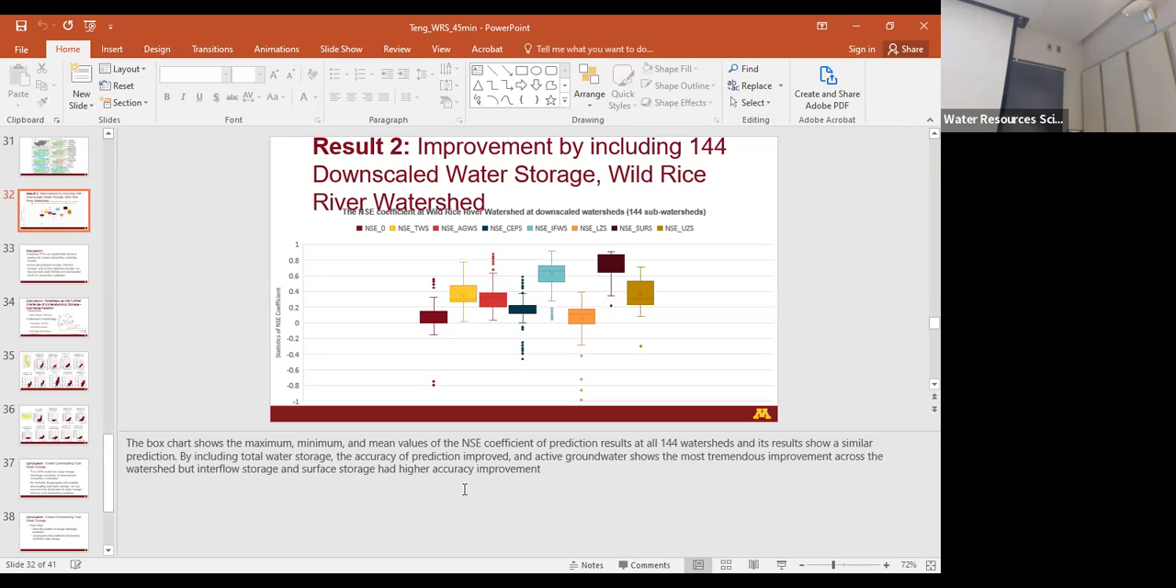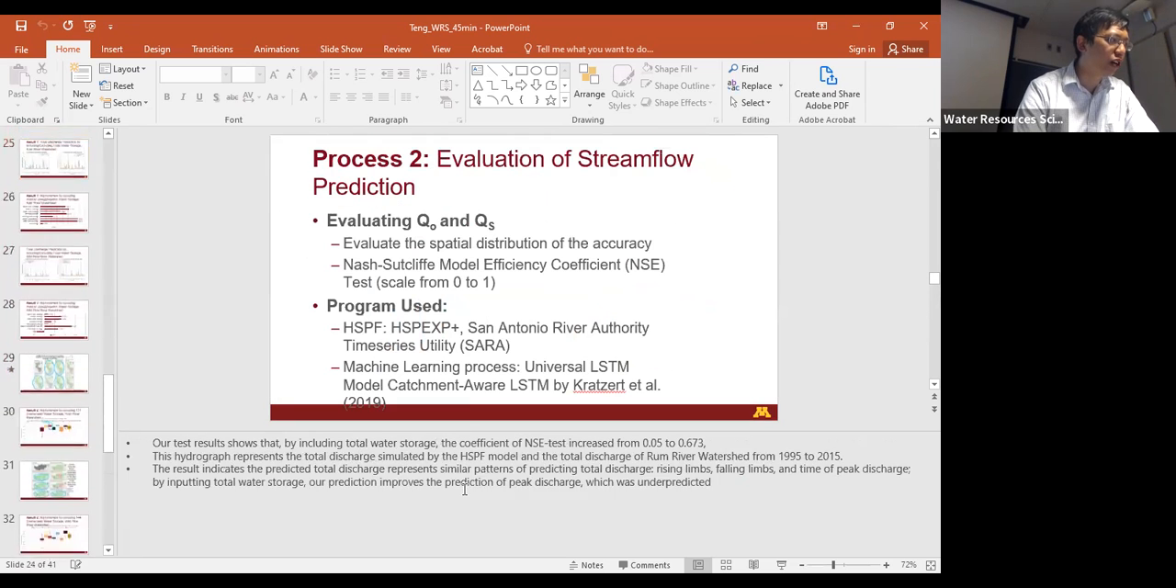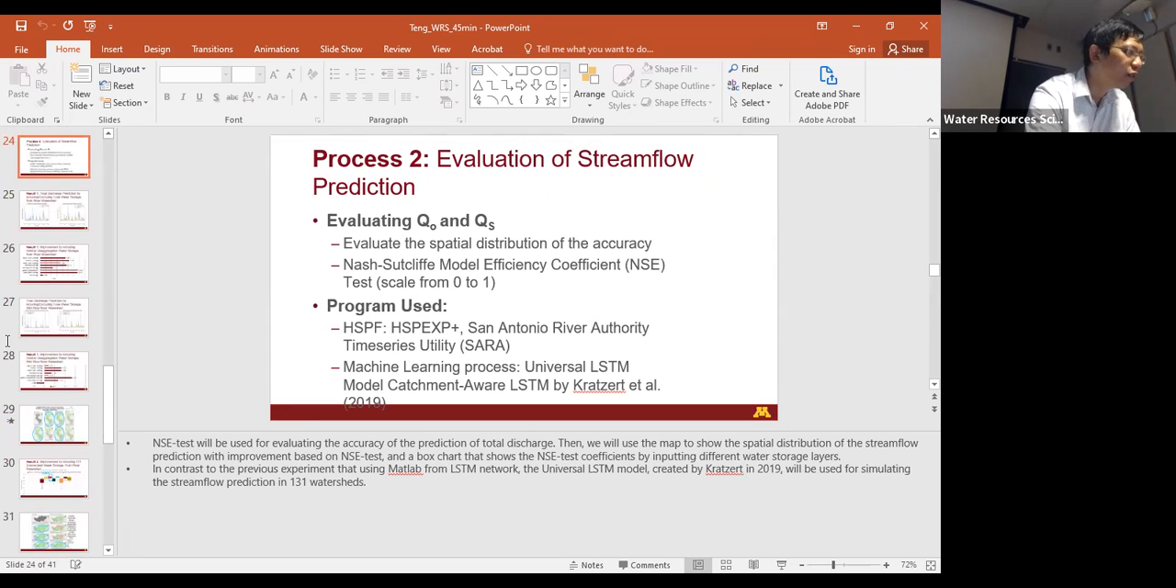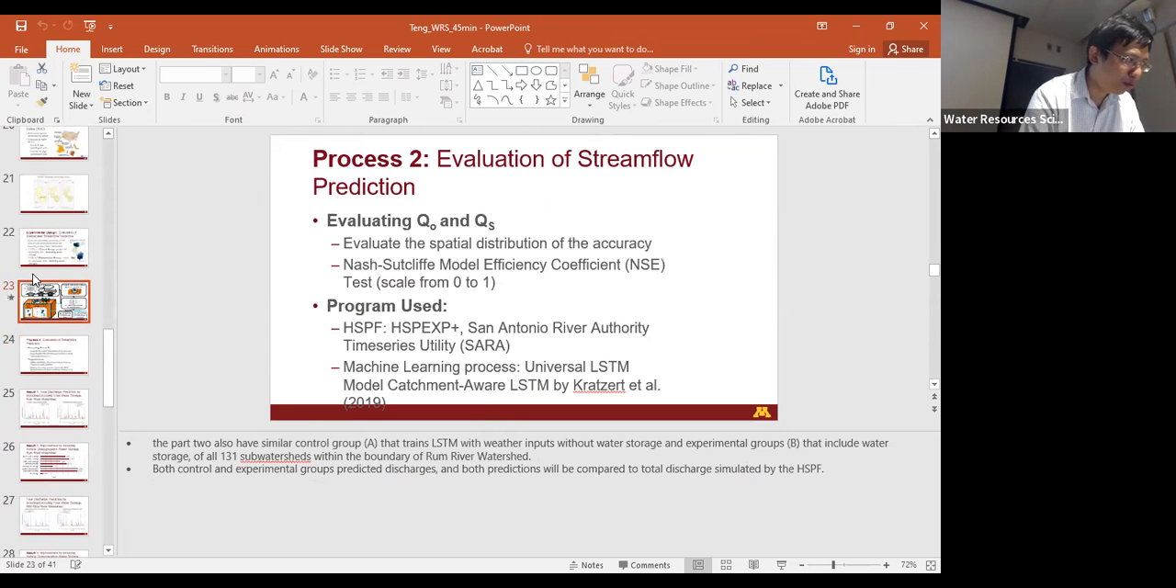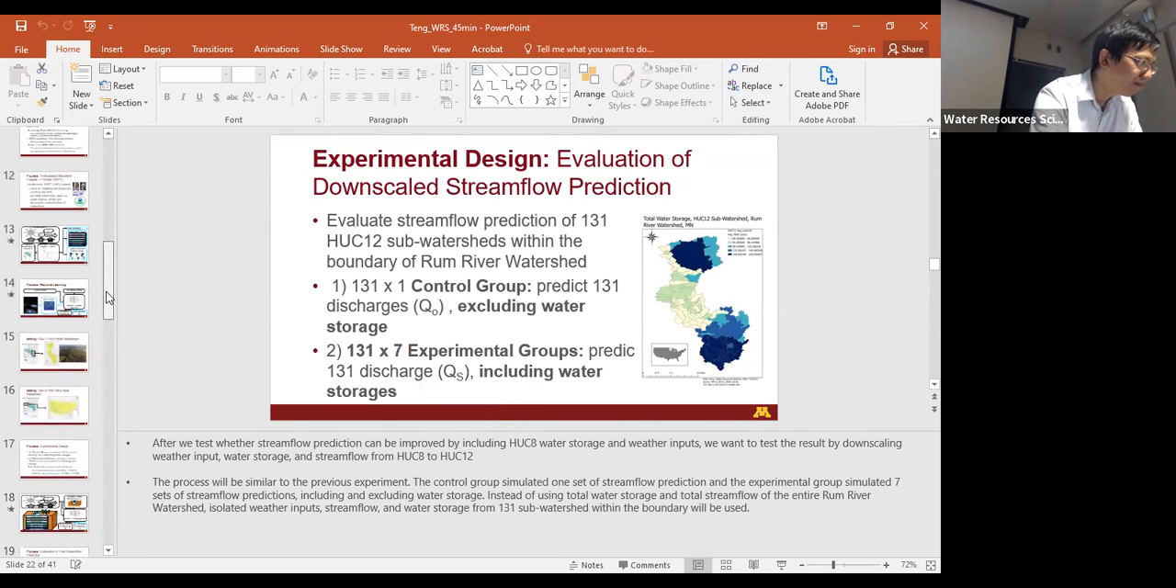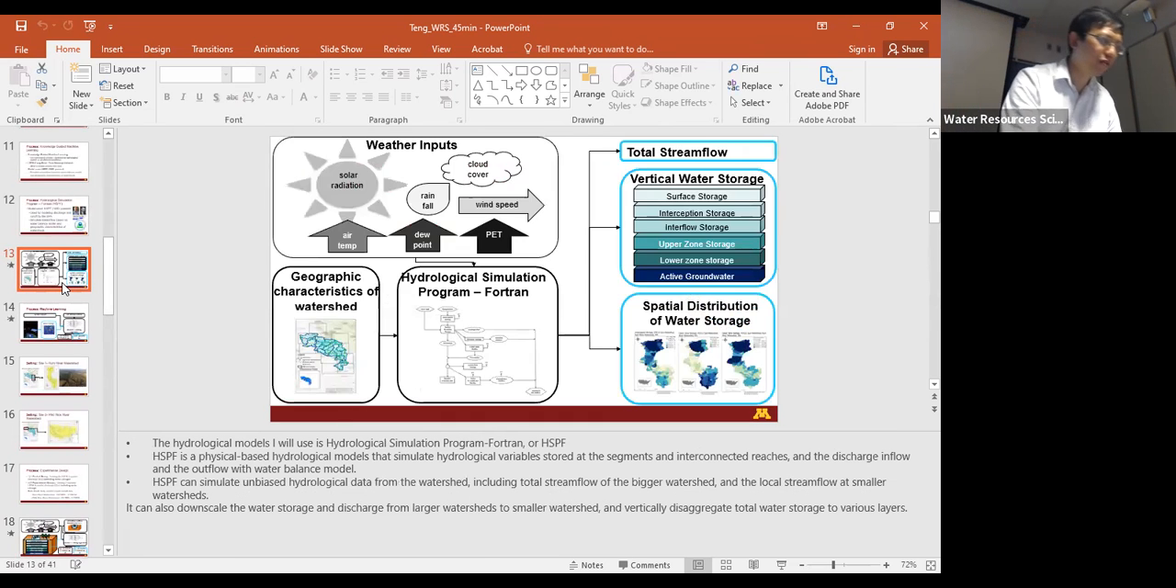What's the temporal frequency for the GRACE satellite that you used? I didn't use the GRACE satellite for this experiment. Not now, maybe in the future. So how did you get your storage values? I got the storage value and the stream flow both from the HSPF. At this stage of the experiment, I use the HSPF for both. Sorry for the confusion. I will go back to that slide. Yeah, since this is only testing whether including storage can improve the prediction, I want to see whether LSTM can learn it. So the water storage was not from the GRACE data. It was simulated by the HSPF.